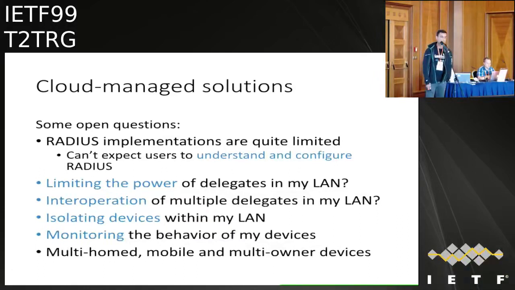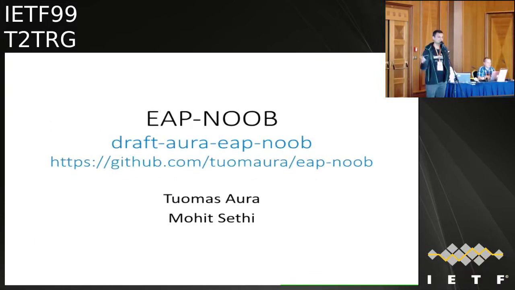And multi-homing, mobility, multi-owner devices. I won't be the only one using the smart TV at home. There would be other users. So how does that work out? This was a rather short introduction to the research questions and challenges, and I'm the one who causes all the problems. So I'll ask my colleague Thomas to present one possible solution.